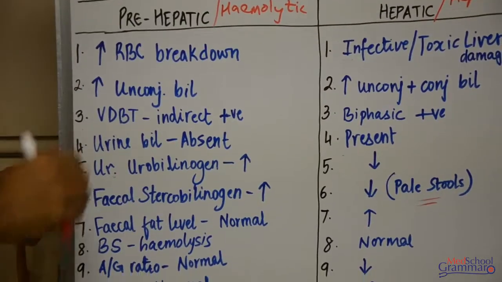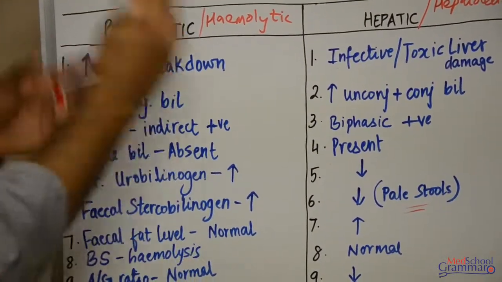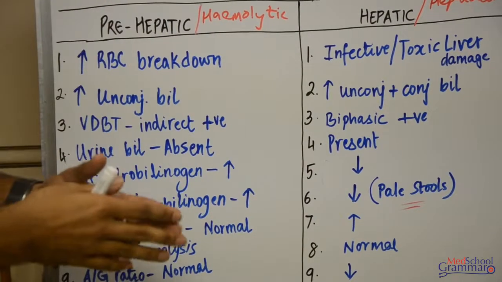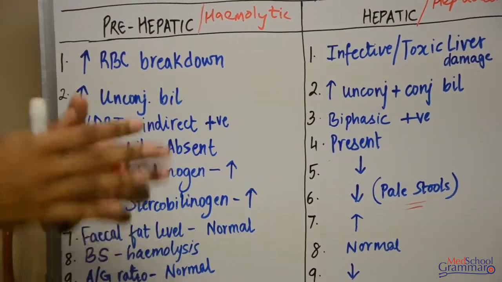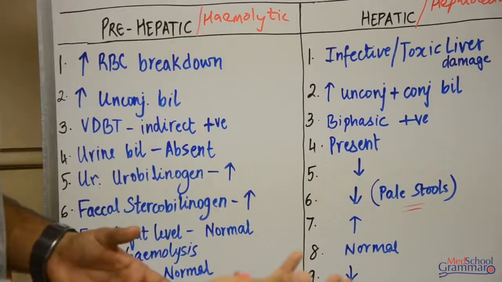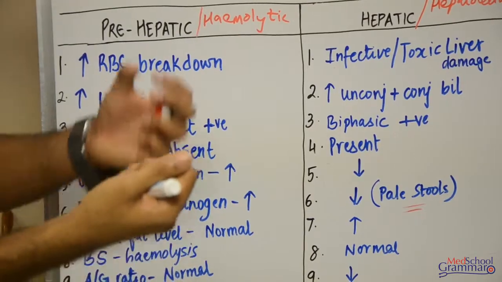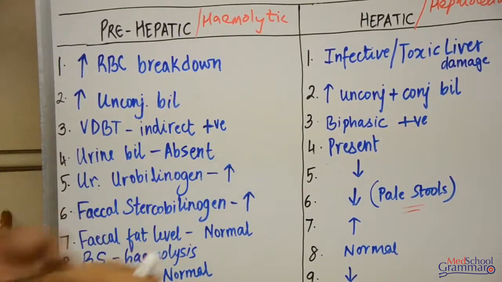Okay, moving on to fecal fat level. Now you will study in digestion and absorption of fat that bilirubin is necessary, it is important for absorption of fat. Bilirubin or bile acids should be present in the intestines, right? Absorption of fat takes place from the intestines. It requires bile salts, okay?